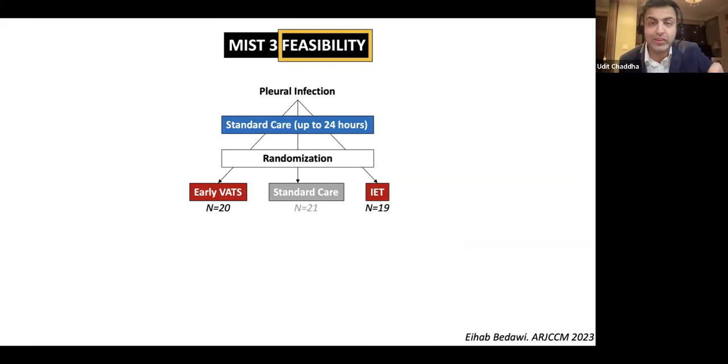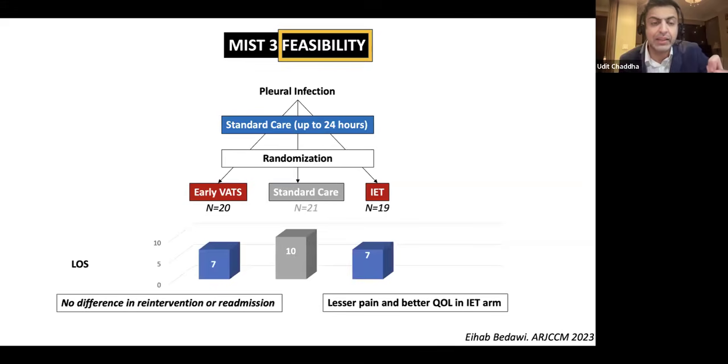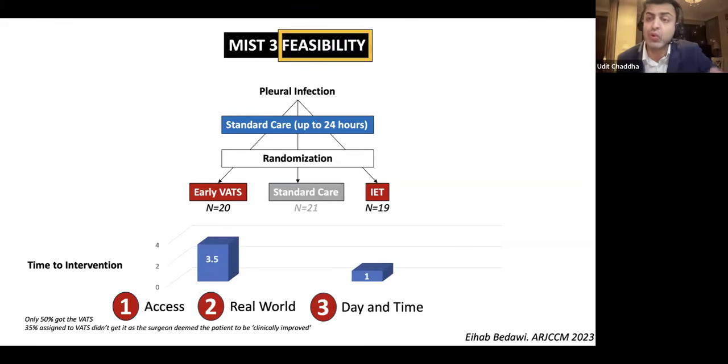And even though it's a feasibility study, there's a lot to learn from this. And what they did see is that there was no difference in length of stay in the early VATS group or the early IET group, which is great. And there is basically no difference in reinterventions or readmissions. And there was probably lesser pain and better quality of life in the intrapleural enzyme therapy group, not surprisingly. The time to intervention was longer.